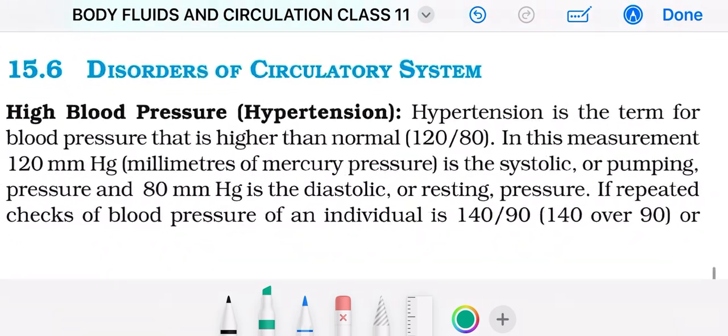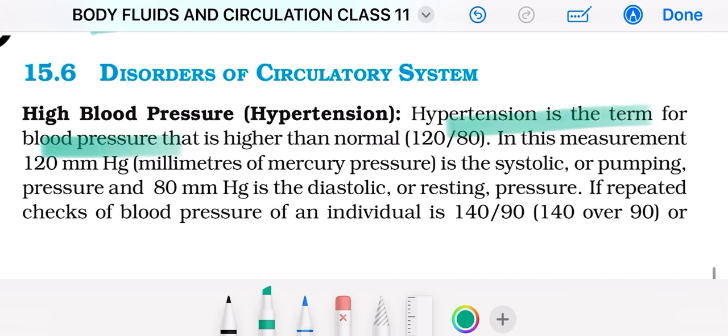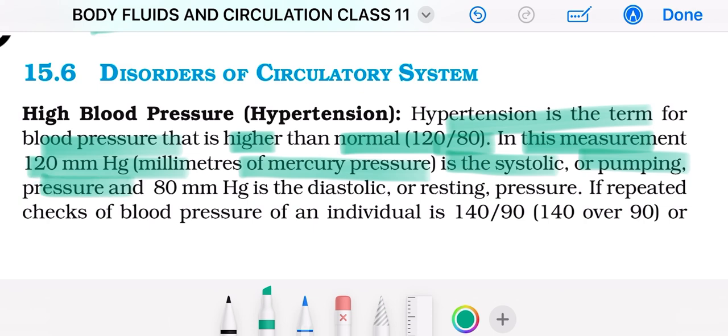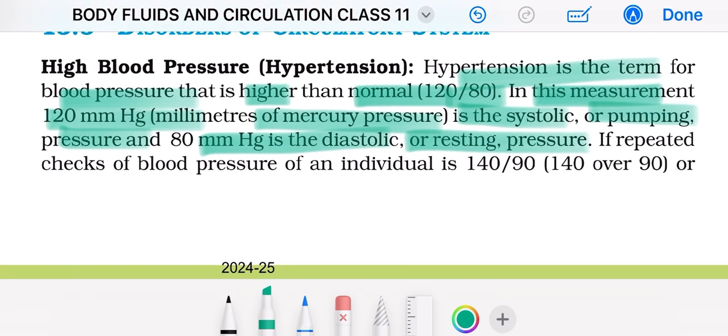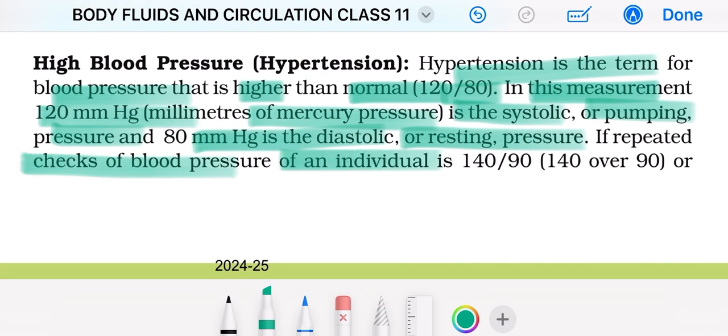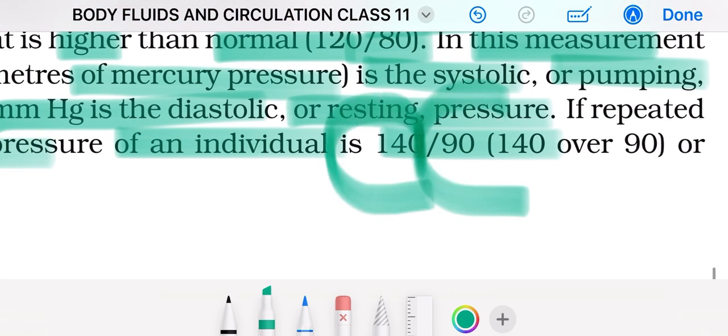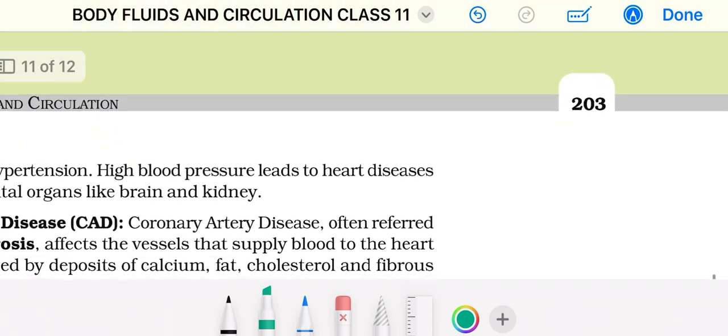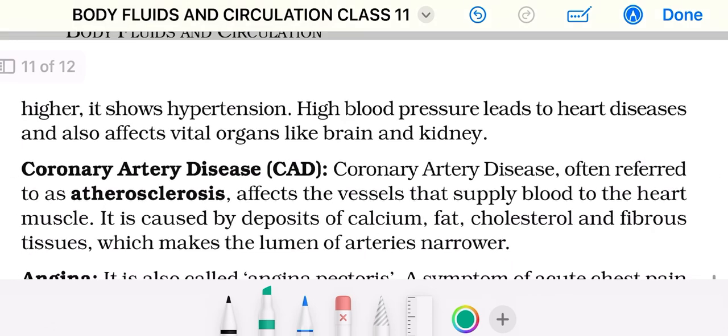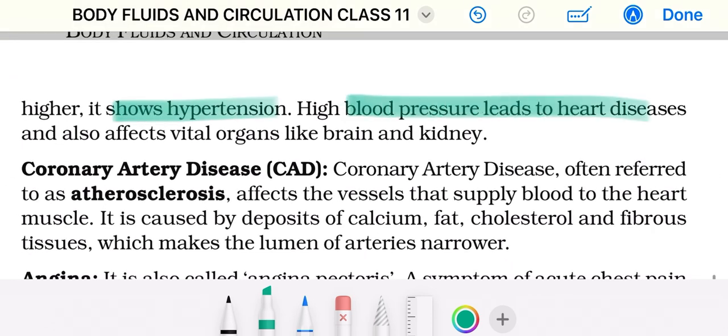High blood pressure, disorders of the circulatory system. Hypertension is the term for blood pressure that is higher than the normal 120/80. In this measurement, 120 mmHg is the systolic or pumping pressure, and 80 mmHg is the diastolic or resting pressure. If repeated checks of an individual's blood pressure show 140 over 90 mmHg or above, it is called hypertension.